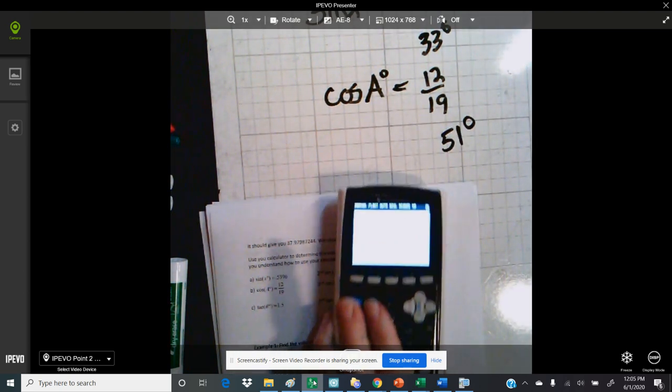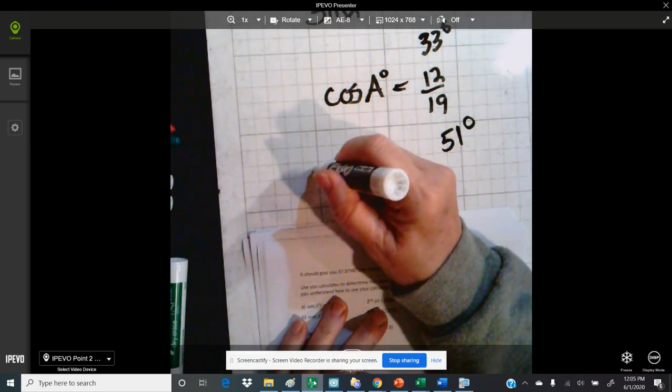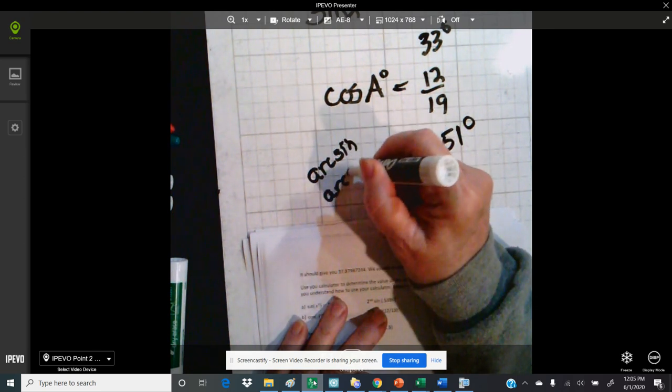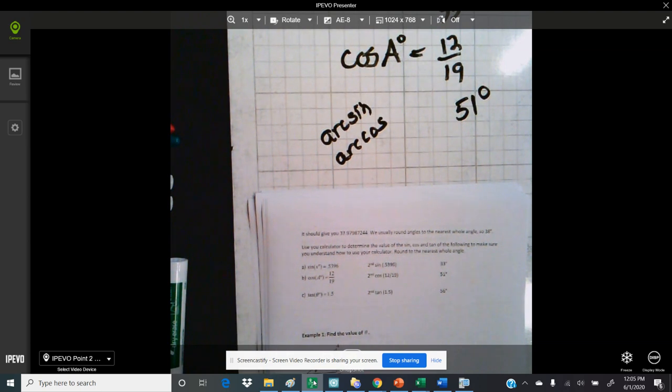So practice doing that on your calculator. If you're not sure how to do it on your actual calculator, Google how to find arc sine or arc cosine or arc tangent, and it should give you the information. It's usually a second button on your calculator.